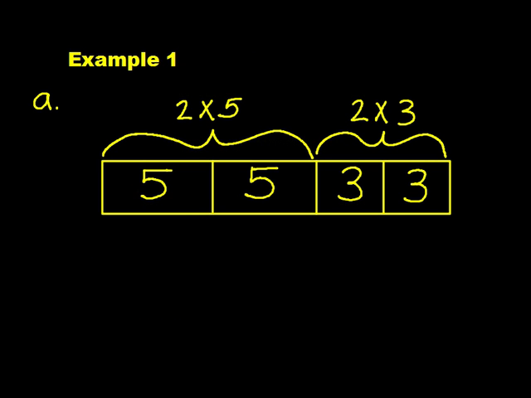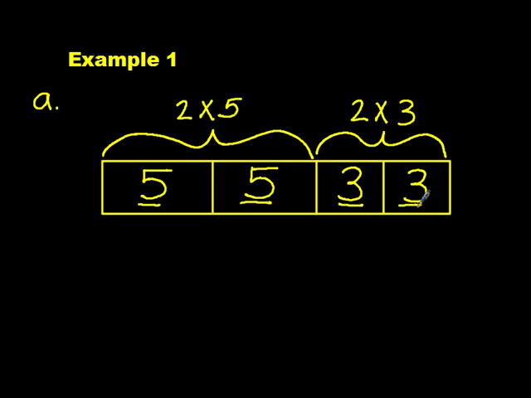Example number 1. Use the model to answer the following questions. How many 5s are in this model? 1, 2. There are 2 5s in this model. How many 3s are in this model? 1, 2. There are 2 3s in this model. What does the expression represent in words? Well, it represents the sum of 2 groups of 5 and 2 groups of 3.